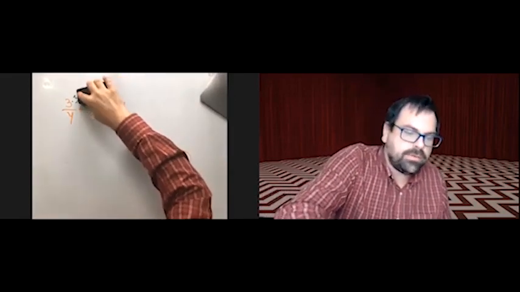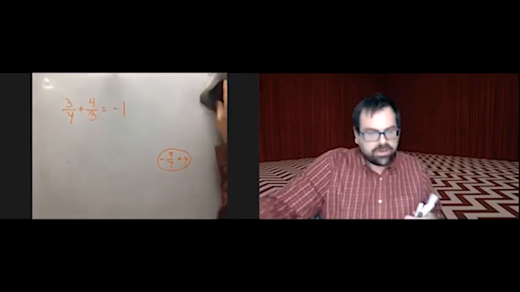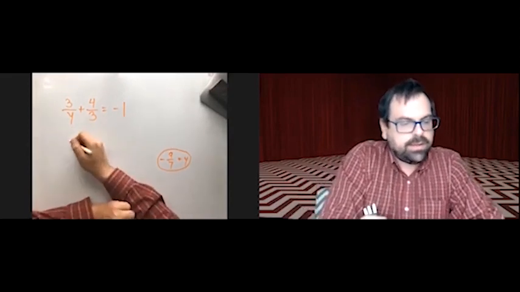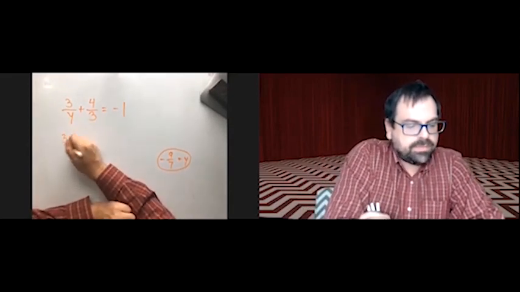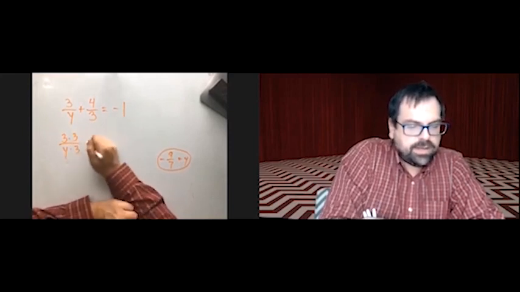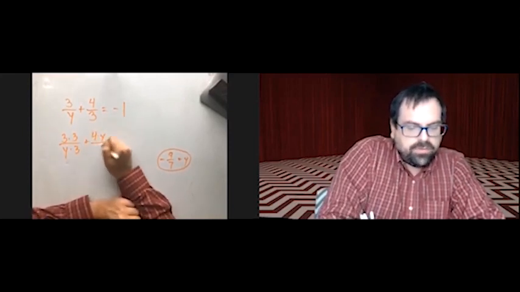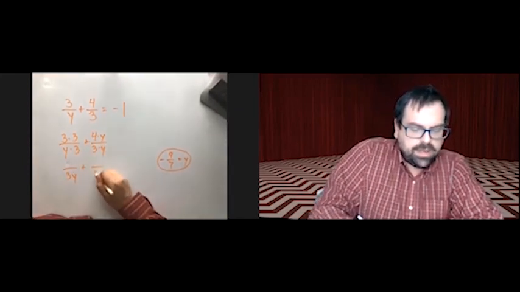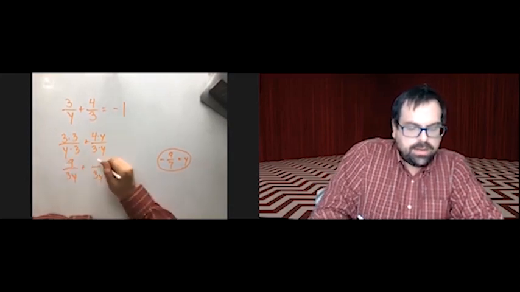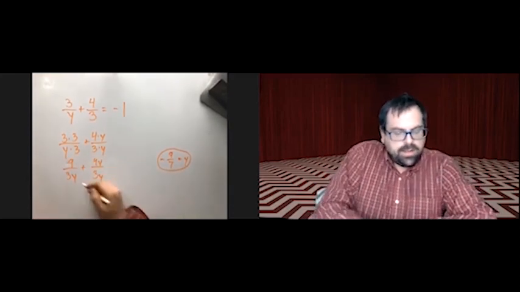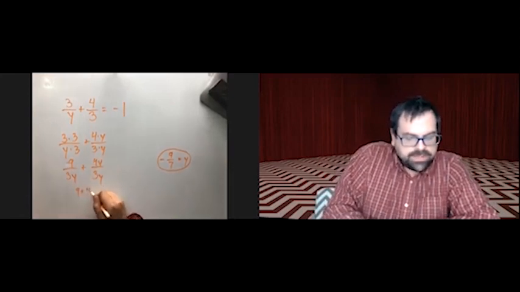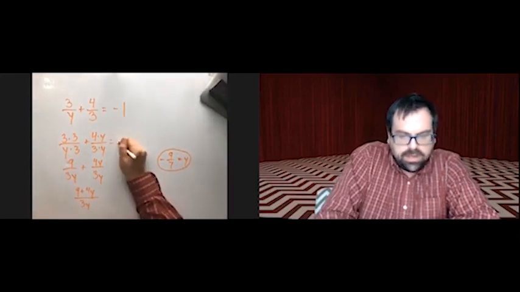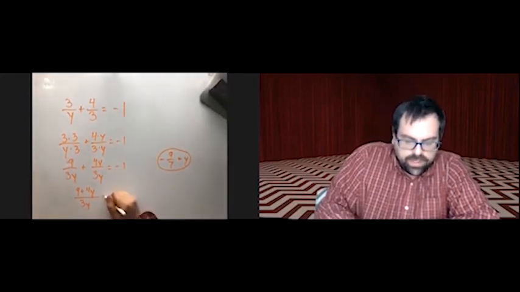Is that the only way to do it? No, I could have also made both of these fractions over 3y. So 3 times 3 over y times 3, 4 times y over 3 times y, to get both of these to be over 3y. 9 plus 4y, 9 plus 4y all over 3y. This all equals -1.